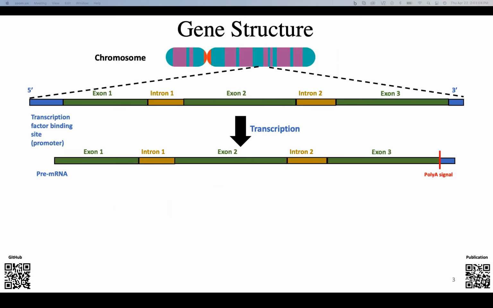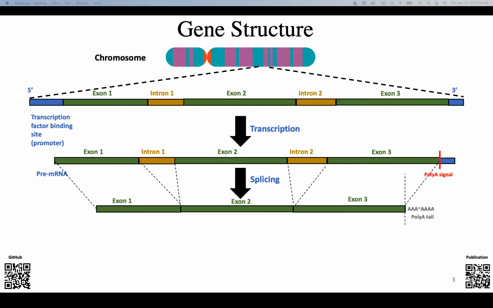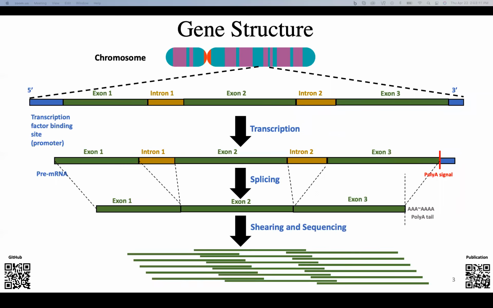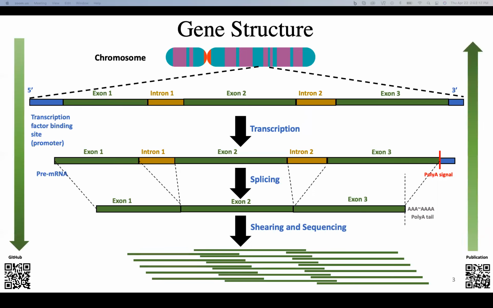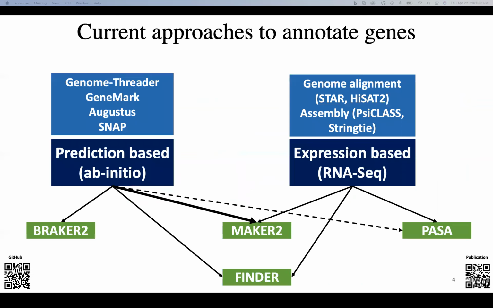During transcription, both introns and exons are transcribed. Matured mRNA is formed from the pre-mRNA by eliminating the introns and merging the contiguous exons together. It is this matured mRNA that is sheared into small fragments and prepared for sequencing. The sequenced short reads are mapped back to the genome to locate the regions of transcription, and we use that information to construct the genes and transcripts.